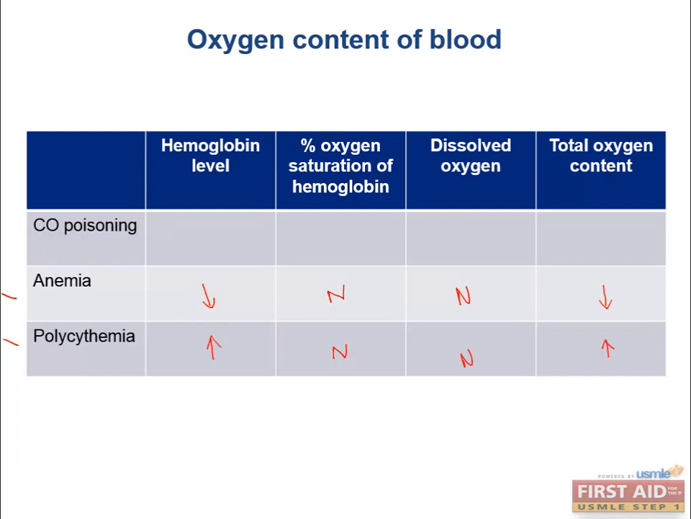So, what's different about carbon monoxide poisoning? The hemoglobin itself is directly modified. So, less oxygen actually binds each hemoglobin molecule. What do you suppose happens to the total oxygen content? It decreases. And what about the hemoglobin level? It's normal. It's just the oxygen sites are occupied by tightly binding competing carbon monoxide. And what about the dissolved oxygen? That's normal, because the serum isn't affected.